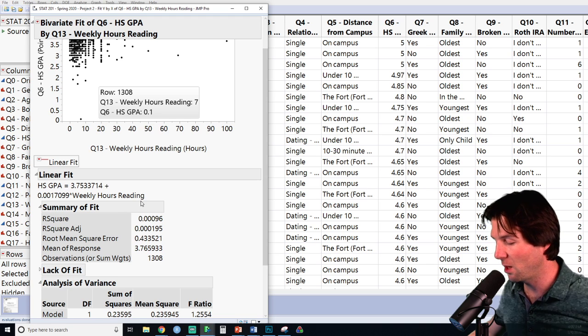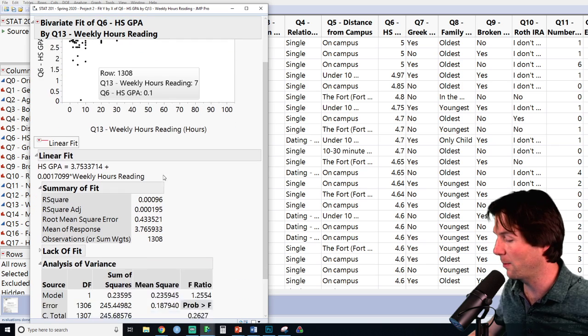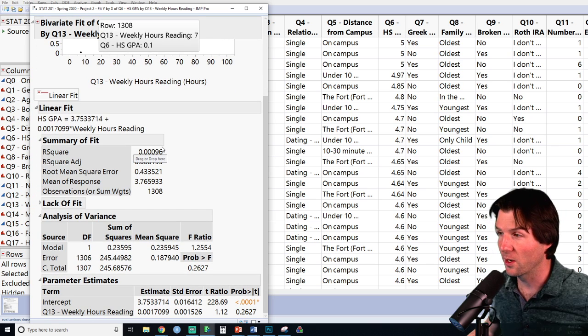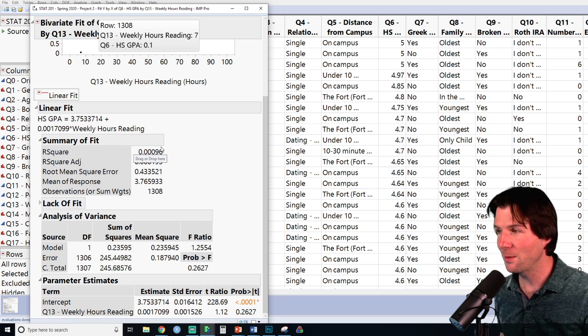So high school GPA equals 3.75 plus the slope times Q6. And you notice the slope is very small because it's not doing a good job explaining it. Look at the R squared. I mean, this is so small. It's 0.00096. When you times that by 100, you get the percent of variation explained.